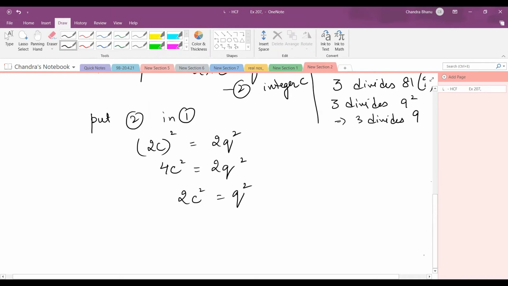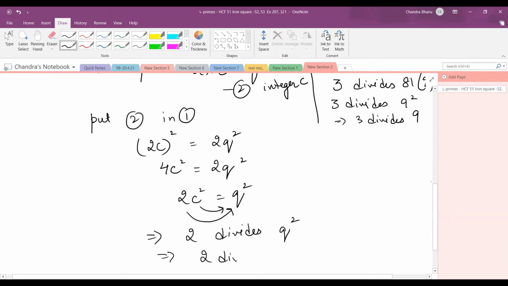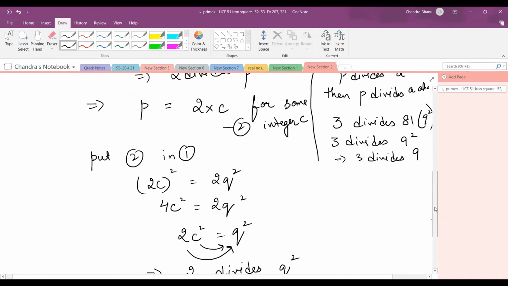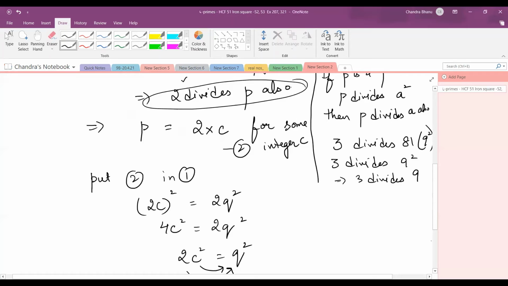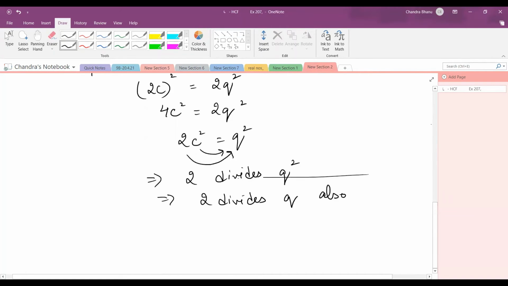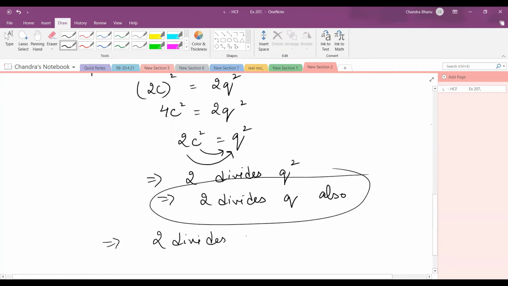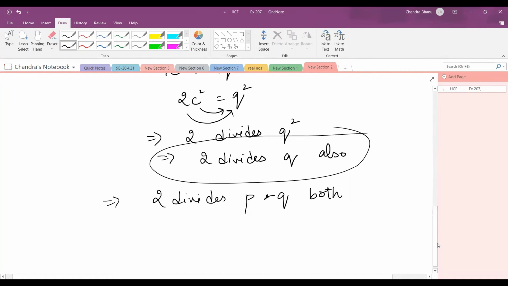What does this mean? This means that 2 can divide q square, c square can divide q square, but I am not bothered about c square. I am bothered about 2 here. So 2 divides q square. So again by the same theorem, if 2 is dividing q square, then 2 divides q also. Now what do you observe? That 2 was dividing p also. See here, 2 divides p also and 2 divides q also. So this implies 2 divides p and q both. So I have found a number which is dividing both p and q.